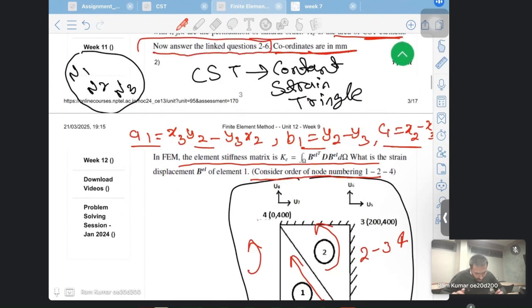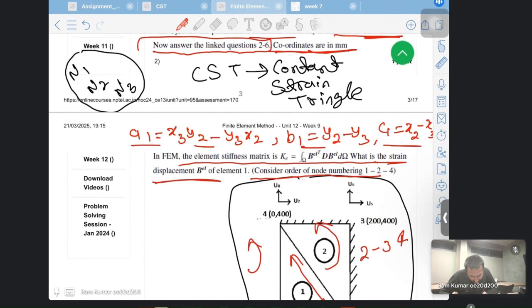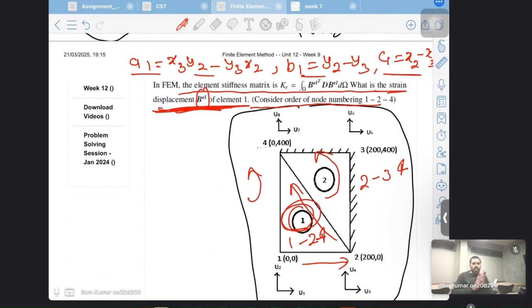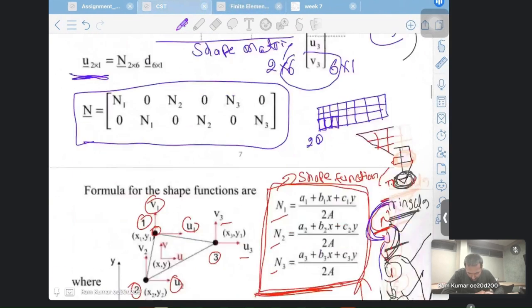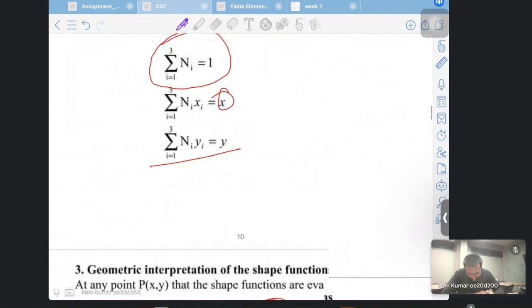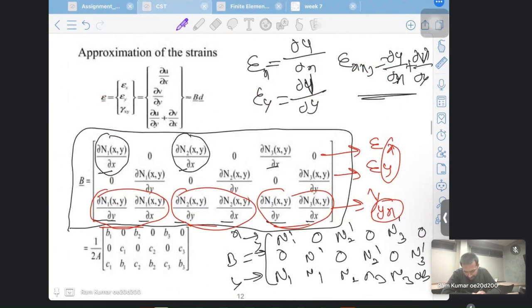What do we have to find? The strain-displacement matrix. This matrix we have to find for element 1. For this element, we have to find this matrix. Does anyone want to try, or should I start solving?